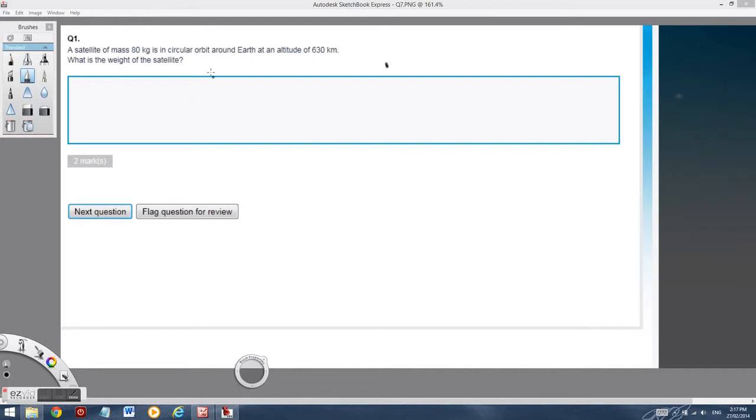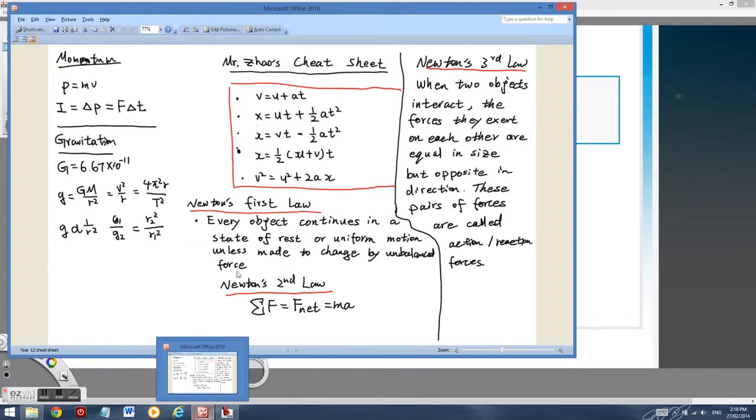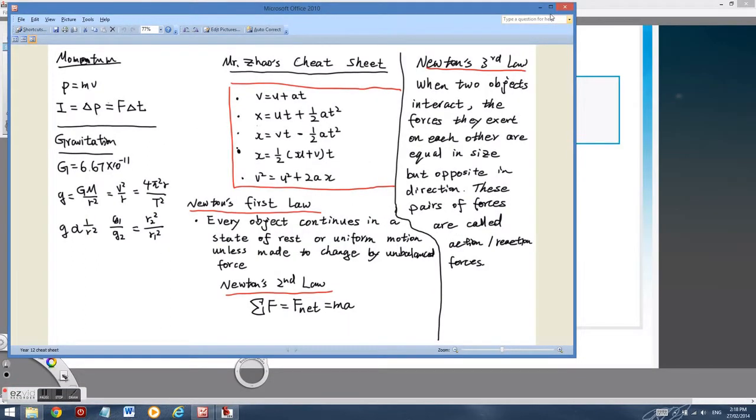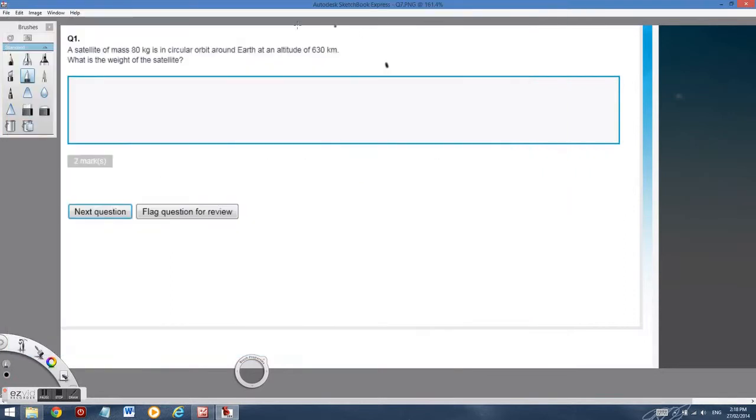Okay, now I'm going to do some example questions. Before I do the example questions, have a look at my cheat sheet. I have updated the new relevant information on my cheat sheet. I'm going to use my cheat sheet. I printed it out and put it next to me, so you should do the same.